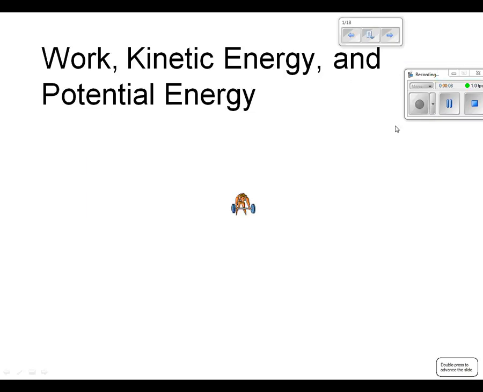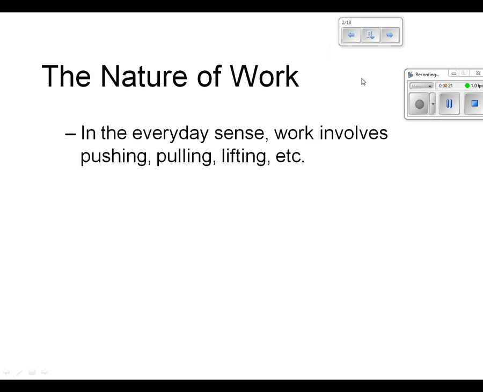Okay. Work, kinetic energy, potential energy. So there's me in my youth lifting weights. How's my form, Dan? Kind of choppy, yeah. Okay, so everyday sense, and you can highlight. There might be a couple things you can add into the notes that I give you.